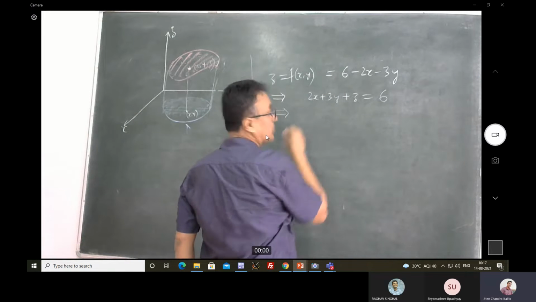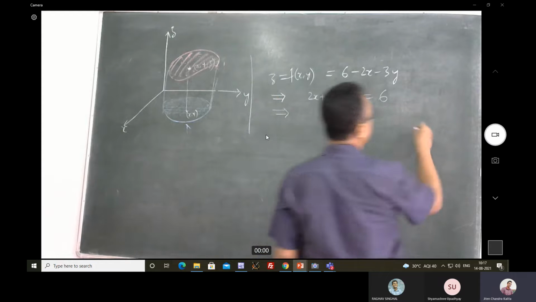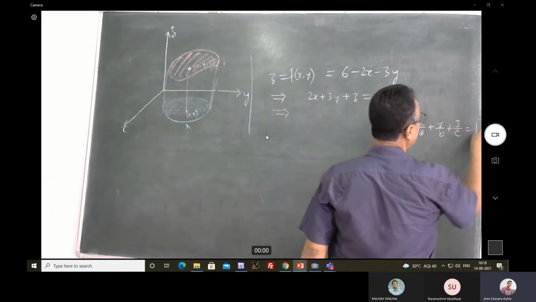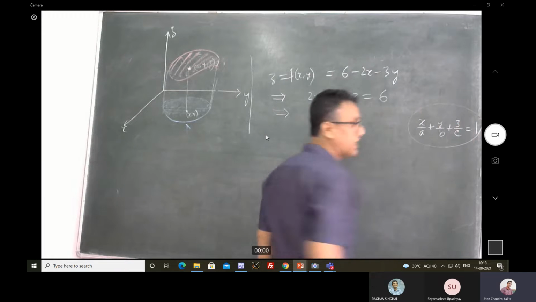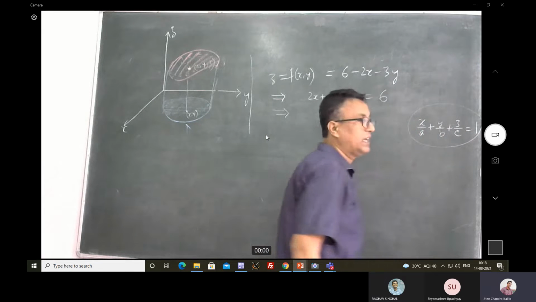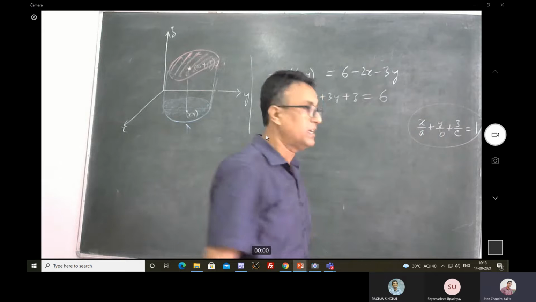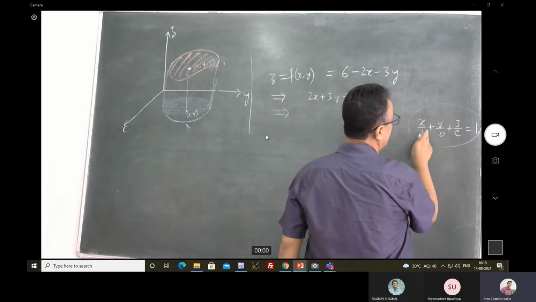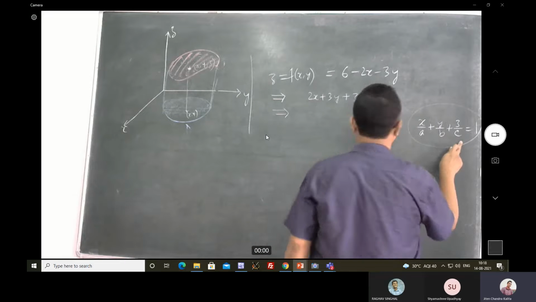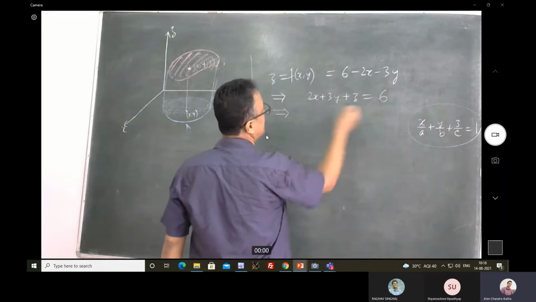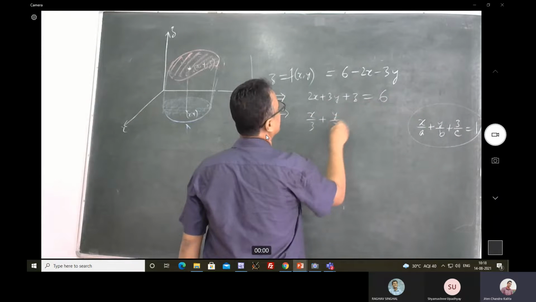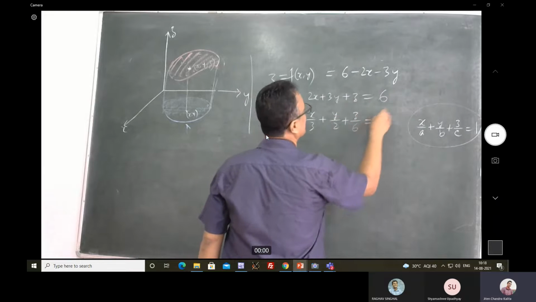This can be converted into the form x by a plus y by b plus z by c equal to 1. If you can convert it into this form, you can read it on your own. This represents a plane in space that intercepts a unit from the x axis, b unit from the y axis, and c unit from the z axis. Likewise, if I divide throughout by 6, I get x by 3 plus y by 2 plus z by 6 equal to 1.